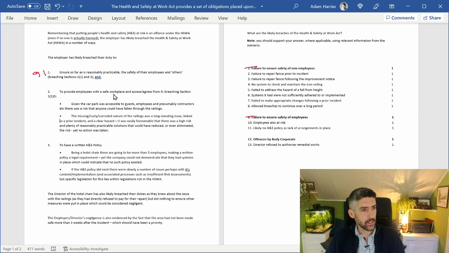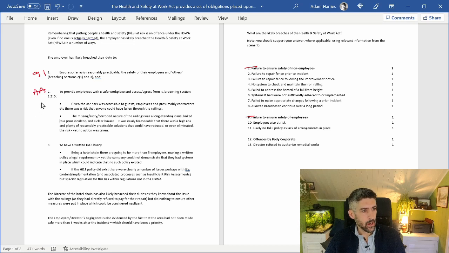Moving on, the second point then, the employer has likely breached their duty to provide employees with a safe workplace and access and egress from it, breaching section 2. Now what I would put here as an examiner is the initials A. What that stands for is already awarded. So if I hadn't awarded the point against item number 9 on the mark scheme, if that hadn't been used up, I'd be awarding it here. But because I've already awarded that mark, I would put already awarded. This is just to let NEBOSH know when they moderate exam scripts what my reasoning is as an examiner.